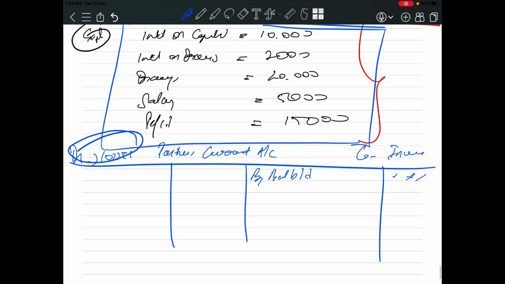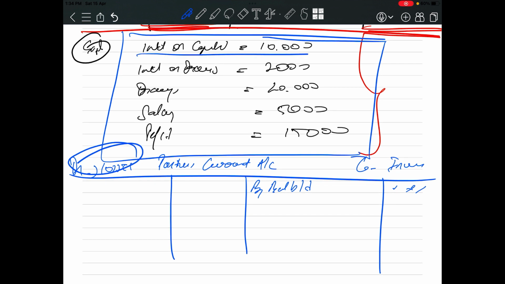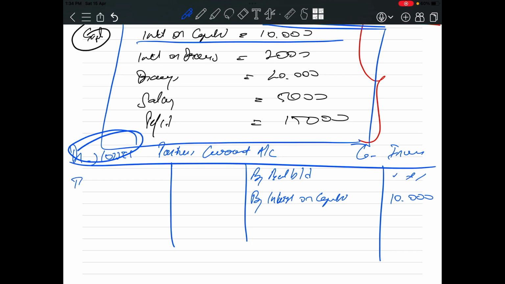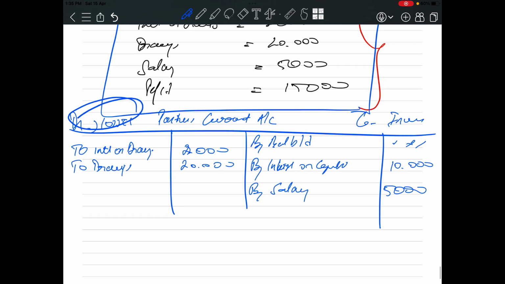Let's now try to treat these items. Interest on capital is a gain for the partner, so it will come on the gain side, increase side. Interest on capital, how much? 10,000. Interest on drawings is a loss for the partner, so it will go to the loss side. Interest on drawings, 2,000. Now drawings is also a loss because his capital has been reduced. If he has withdrawn money from the business, his capital will be reduced. He is getting a salary, so his partner's current account will increase. And if he is getting any profit, again his account will increase.